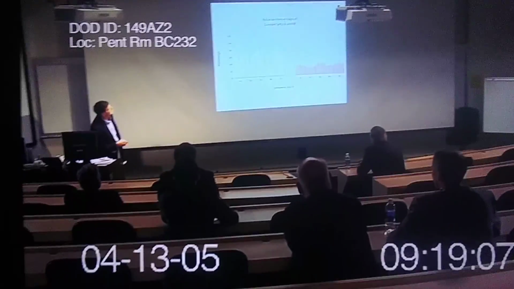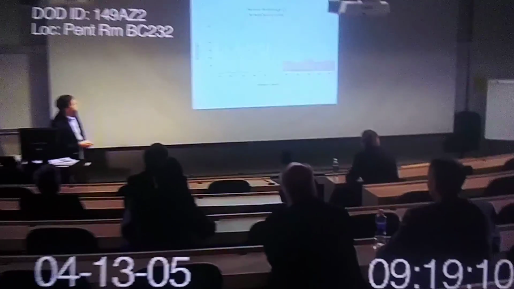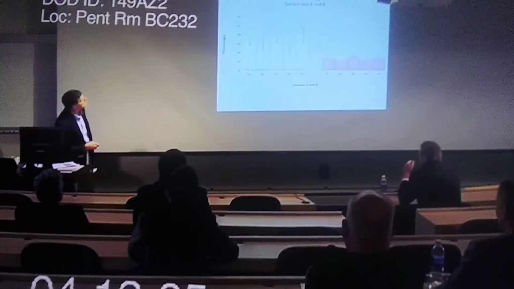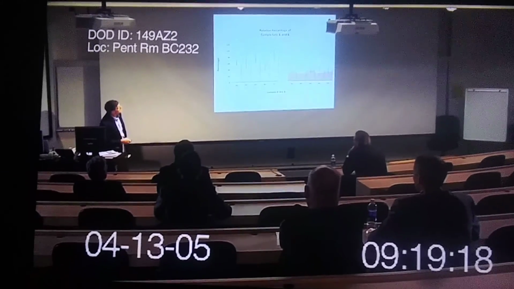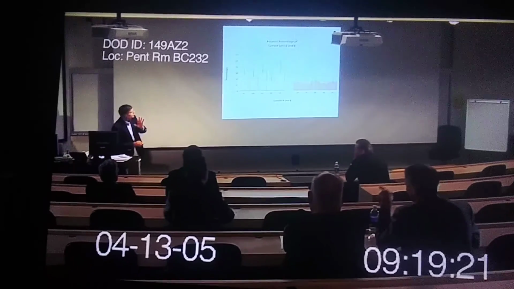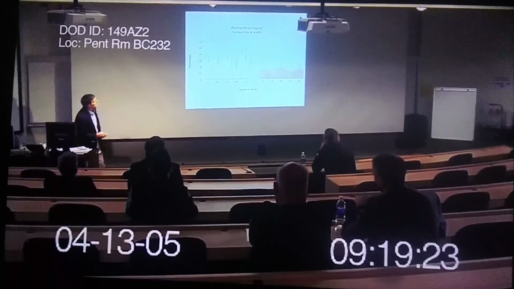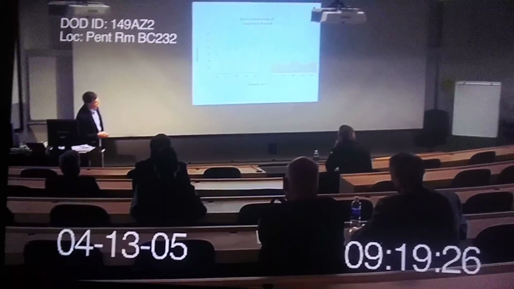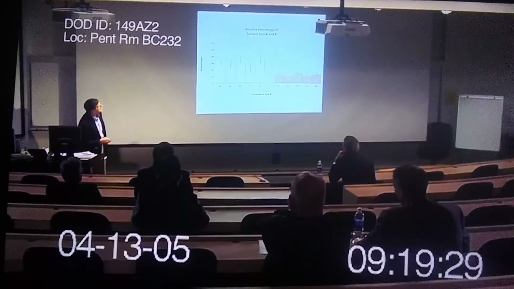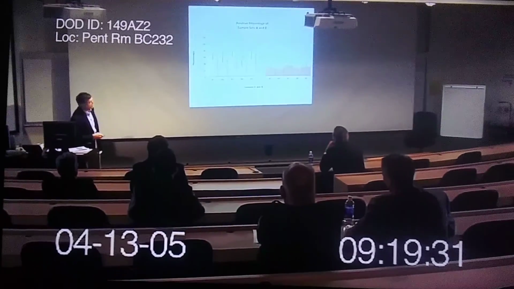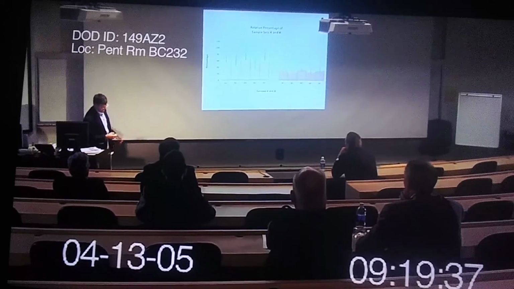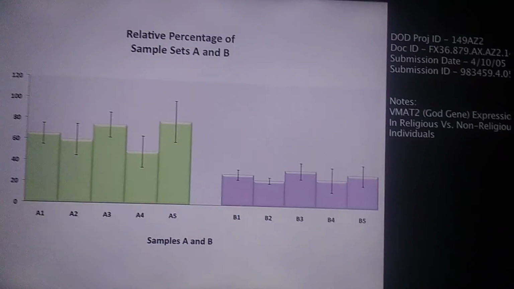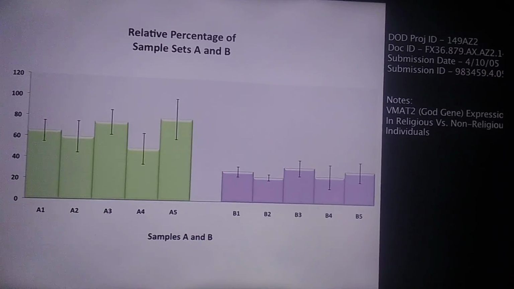Over here, we have individuals who are religious fundamentalists, religious fanatics. And this is the expression, real-time RT-PCR expression of the VMAT2 gene. Over here, we have individuals who are not particularly fundamentalist, not particularly religious, and you can see there's a much reduced expression of this particular gene, the VMAT2 gene. Another evidence that supports our hypothesis for the development of this approach.